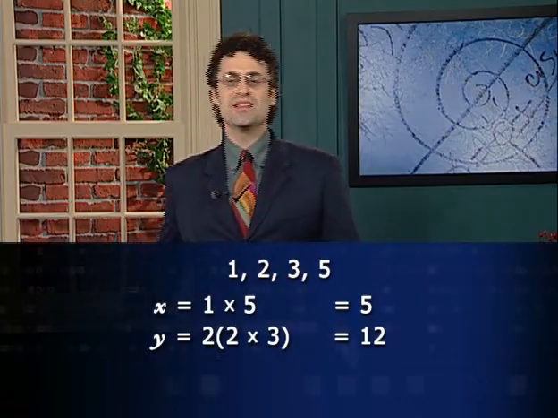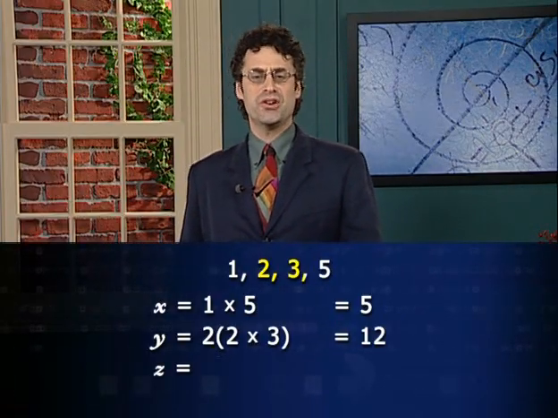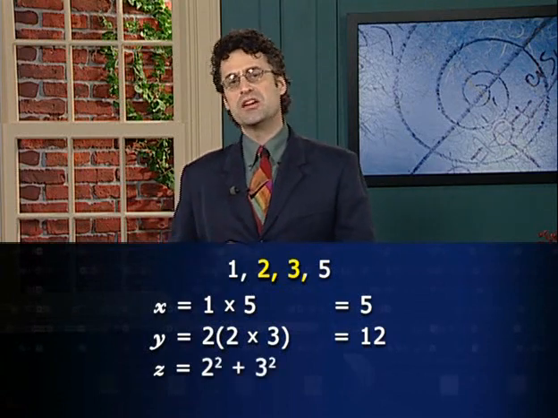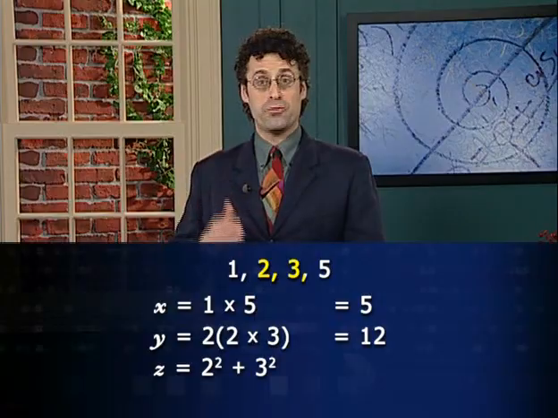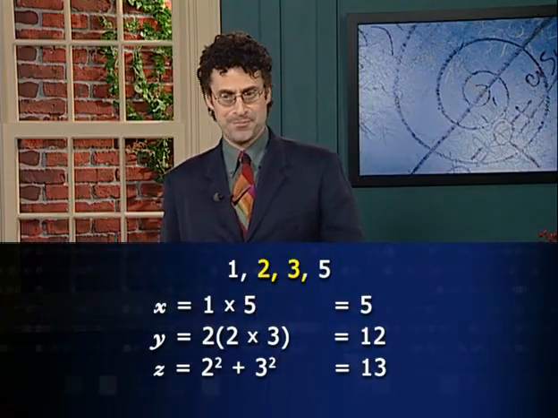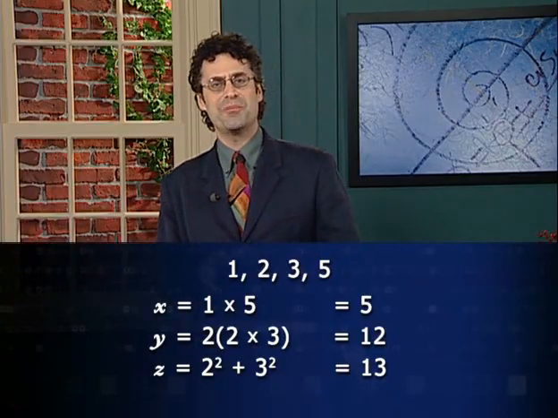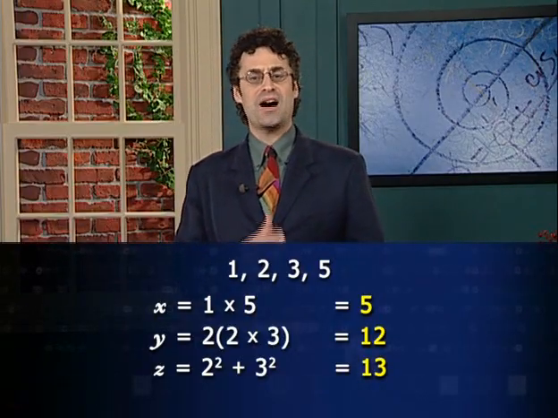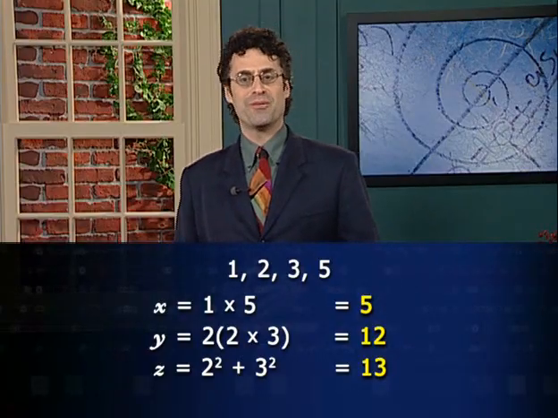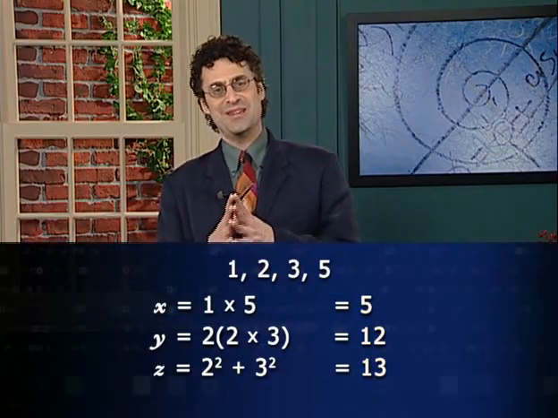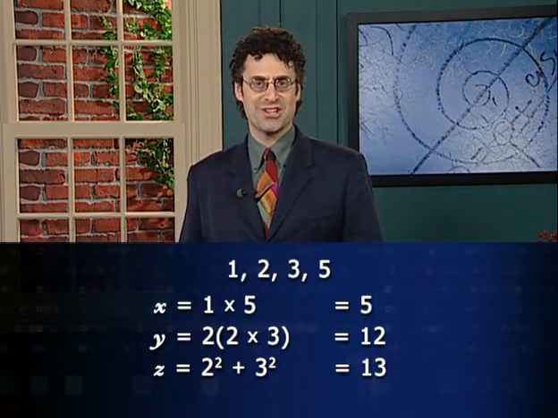And finally, we let z equal the sum of the squares of the 2 inner numbers. In this case, z would equal 2 squared plus 3 squared, which is 4 plus 9, or 13. And notice, by the way, those 3 numbers, in fact, give us the 5, 12, 13 Pythagorean triple that we already knew. So we established that triple using 4 consecutive Fibonacci numbers.